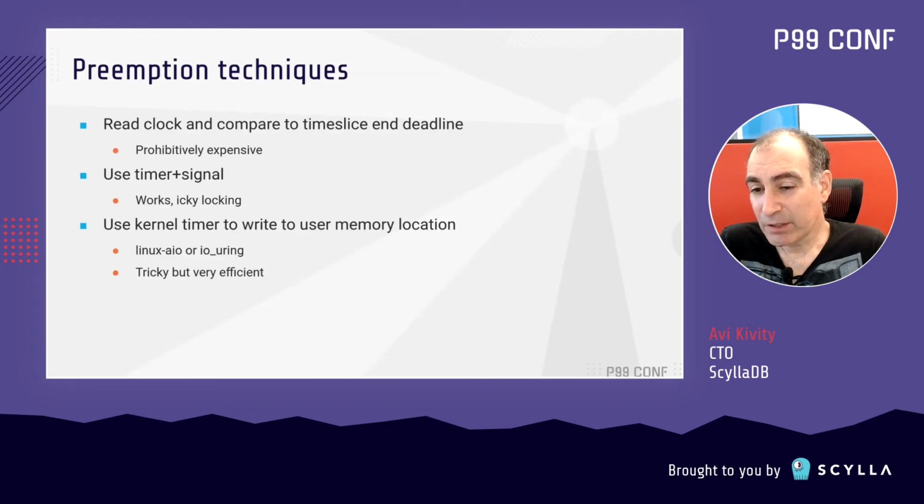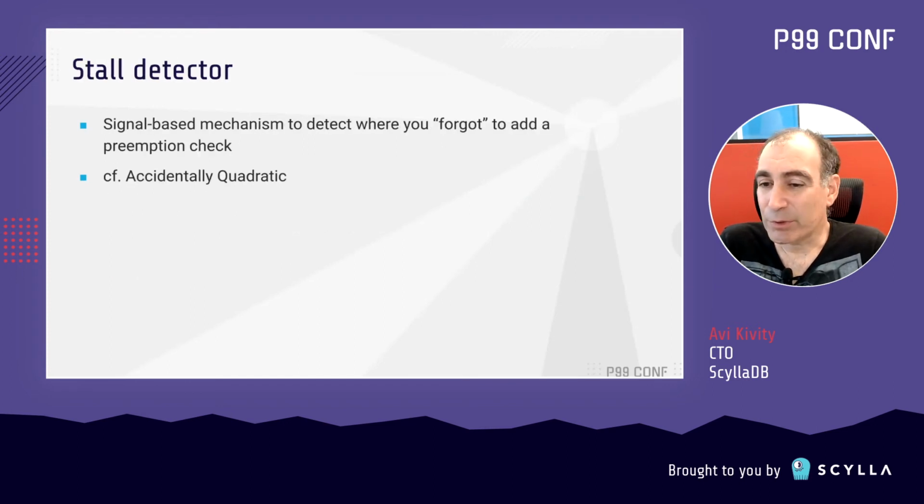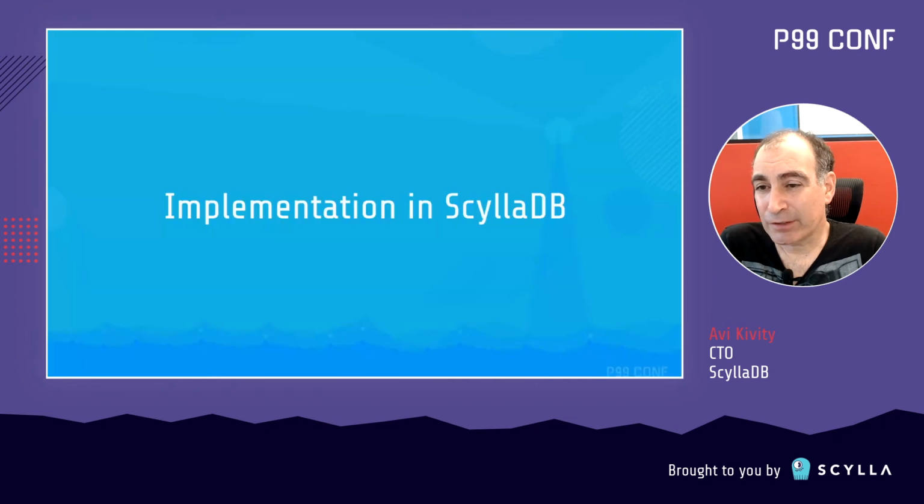It's a little bit tricky, but it's very efficient, and this is the technique we use. And last, it's important to have a stall detector. So you might forget to check for preemption in some long-running tasks, or you might not know that they're long-running. So we have a signal-based mechanism that fires whenever a task takes too long, and it generates a stack trace, which you can analyze and see where you have forgotten to have a preemption check. It's a little bit after the fact, but it's better than not having it at all.